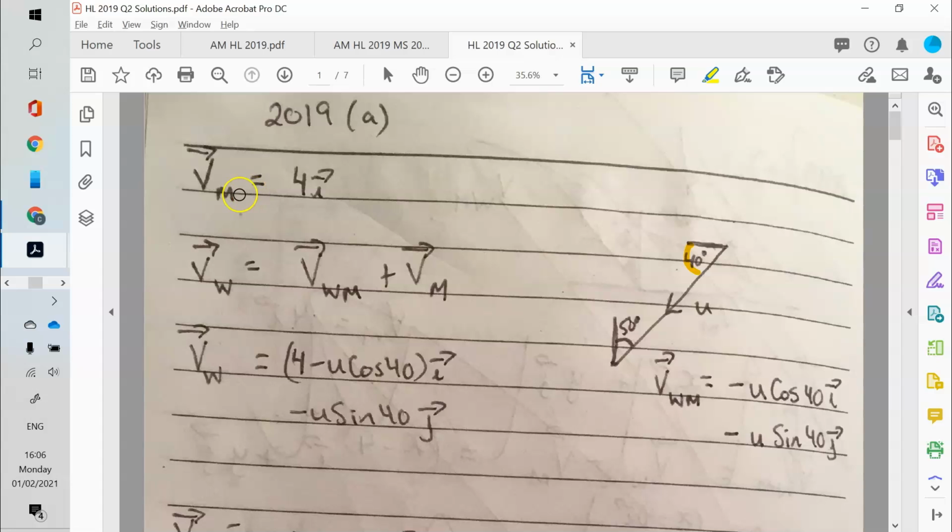So we have here the male's velocity and the velocity of the wind relative to the male, and we can put those two pieces of information together using the formula, which is given here, and we end up with the actual velocity of the wind in this equation here.